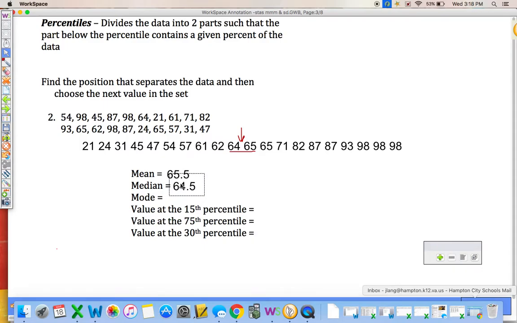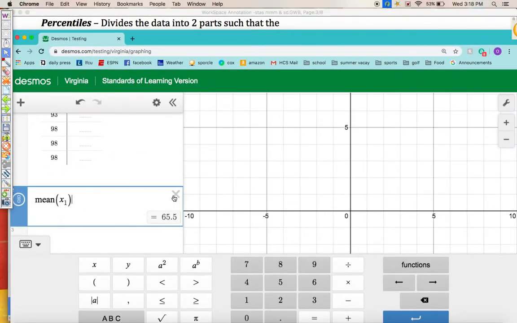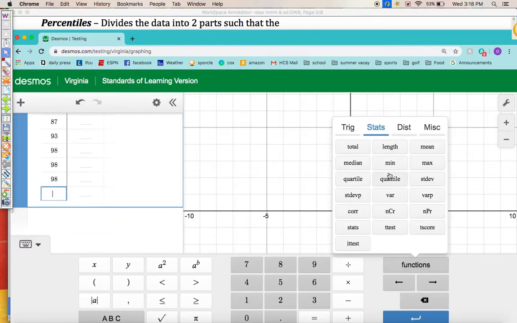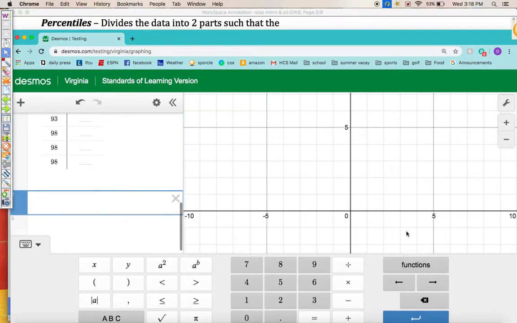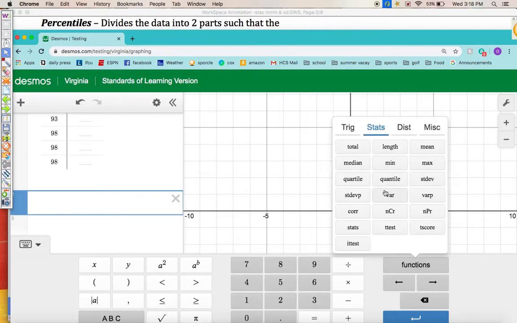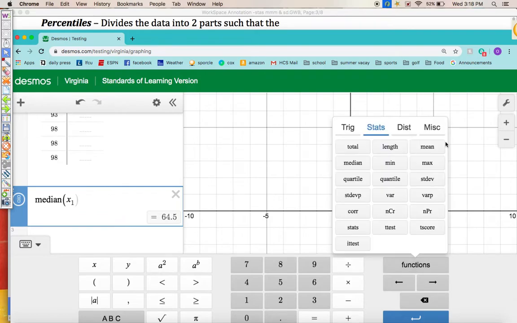All right, going back to Desmos, get rid of this, and I'm going to do the median of x1, which is my list, and it gives me that 64.5 that we figured out on our own. It's not going to do mode for us because it doesn't offer that.